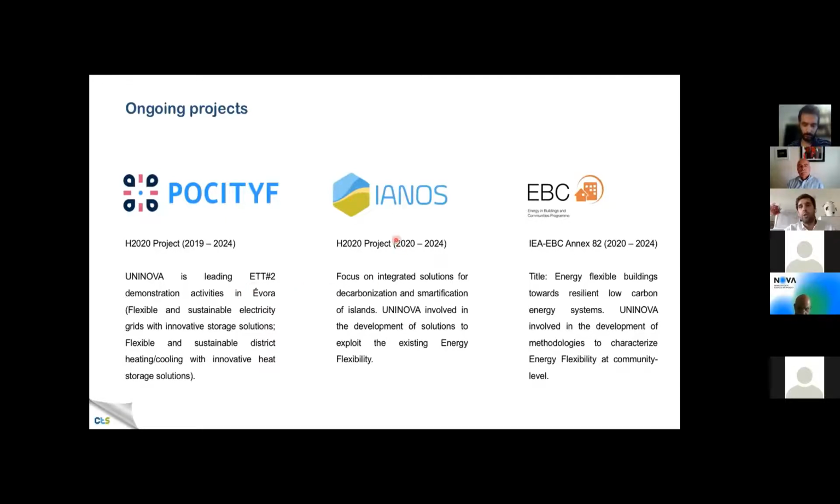In Janus it is similar, but the approach here is to develop technologies on a VPP basis. And we also have the continuation of Annex 67, which is Annex 82. It started last year and will go until 2024. The focus is energy flexible buildings towards resilient low carbon energy systems. And Uninova is involved in several tasks, namely mostly related to methodologies to characterize energy flexibility.